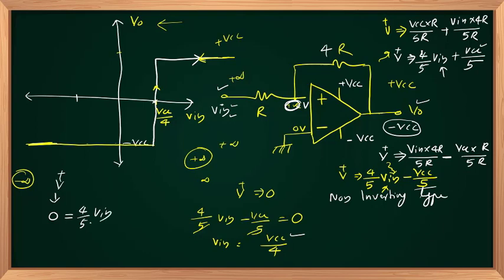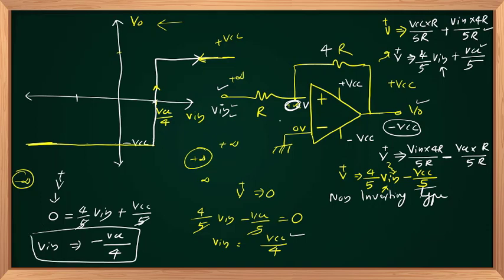So I am equating that V plus value to 0: 4 by 5 V in plus VCC by 5. So this will happen when V in reaches minus VCC upon 4. So this potential becomes 0 when V in crosses or touches a value equal to minus VCC by 4.